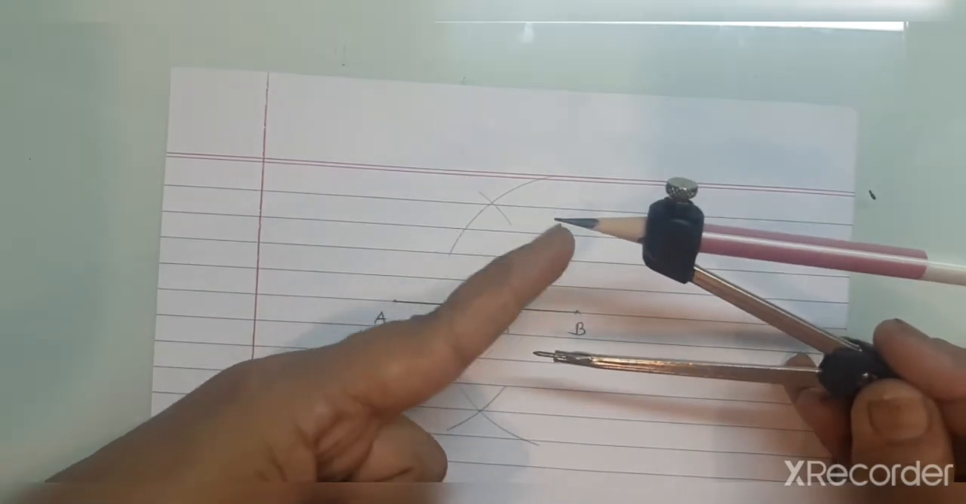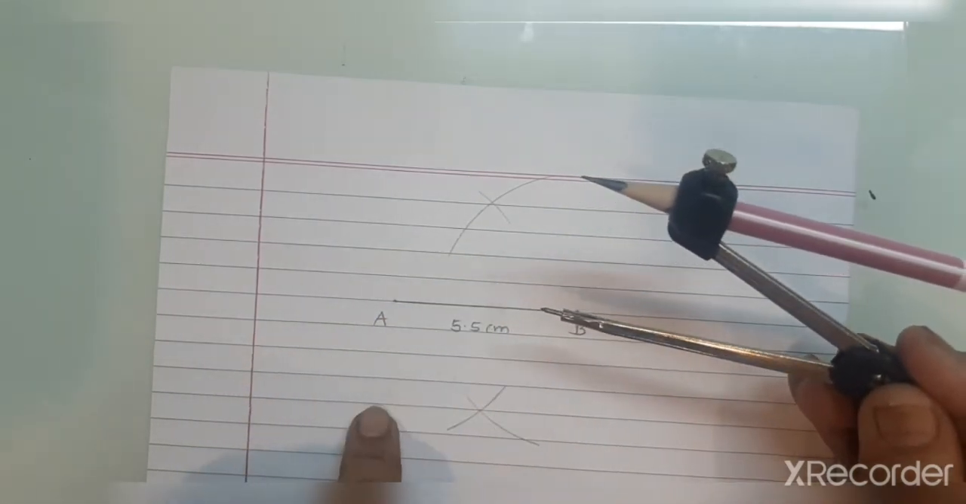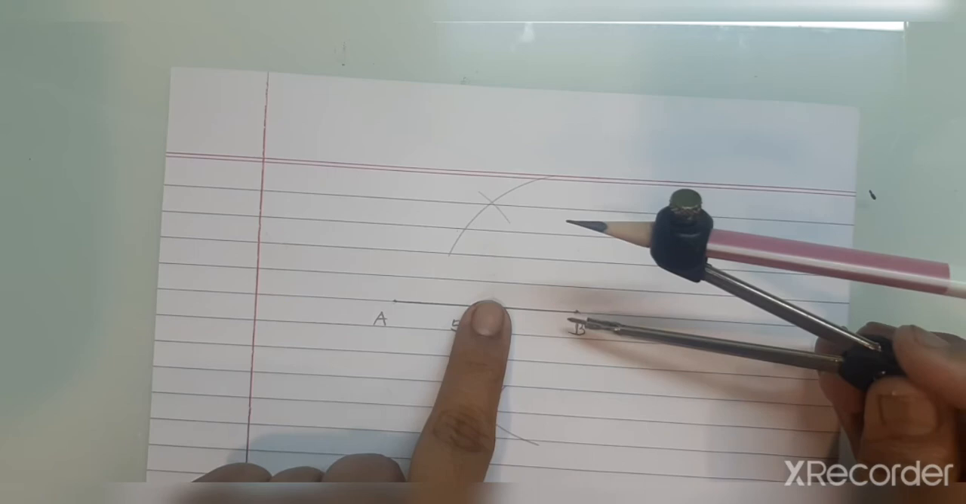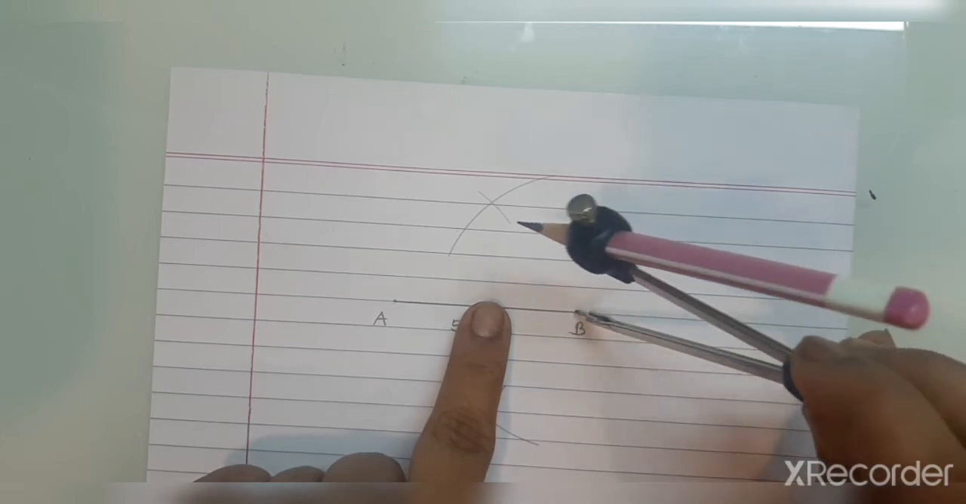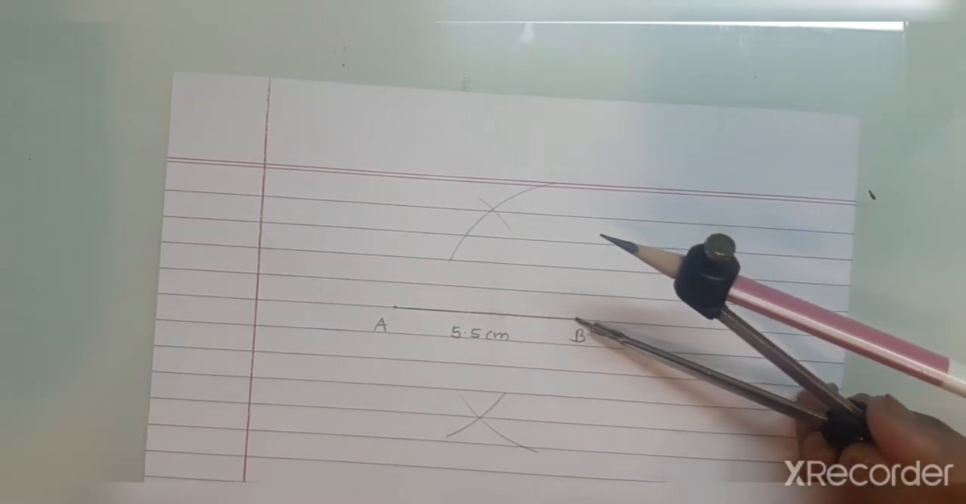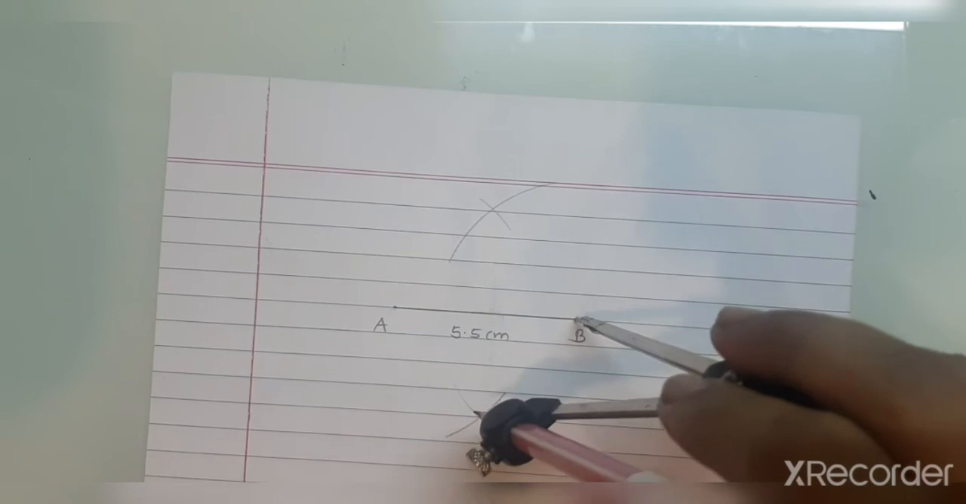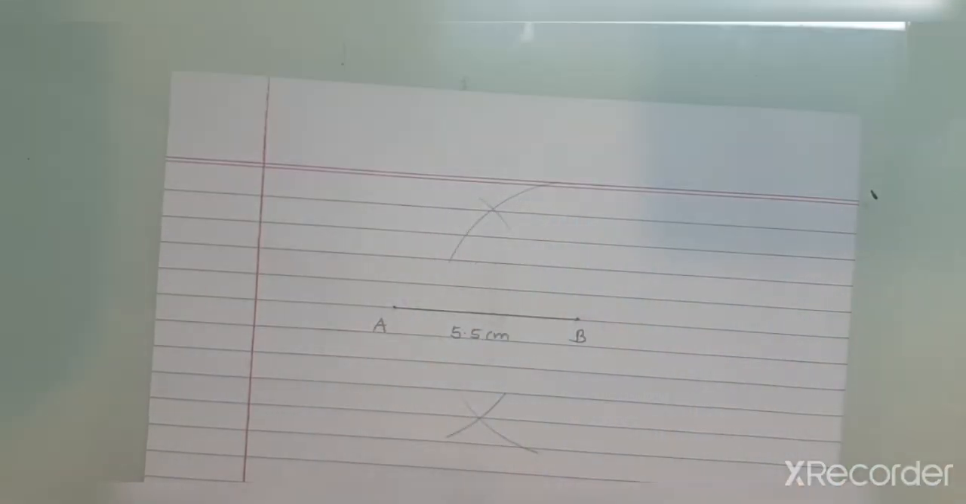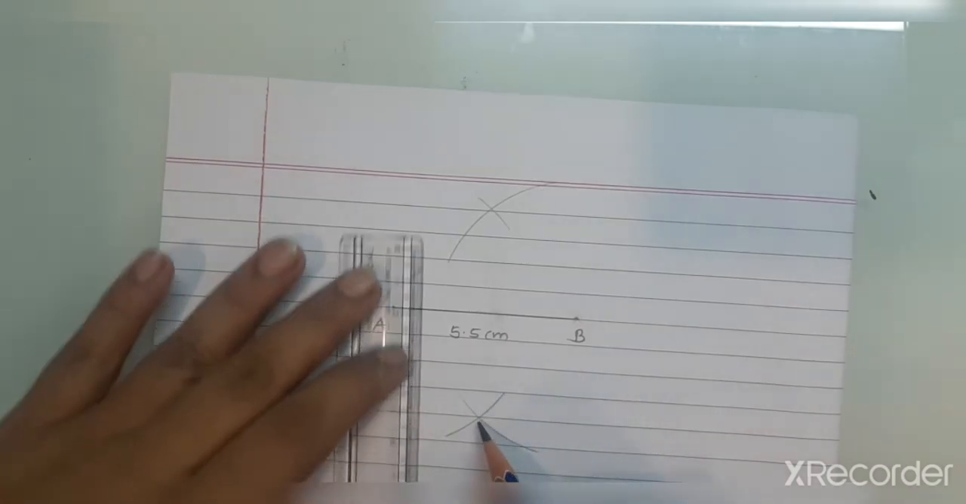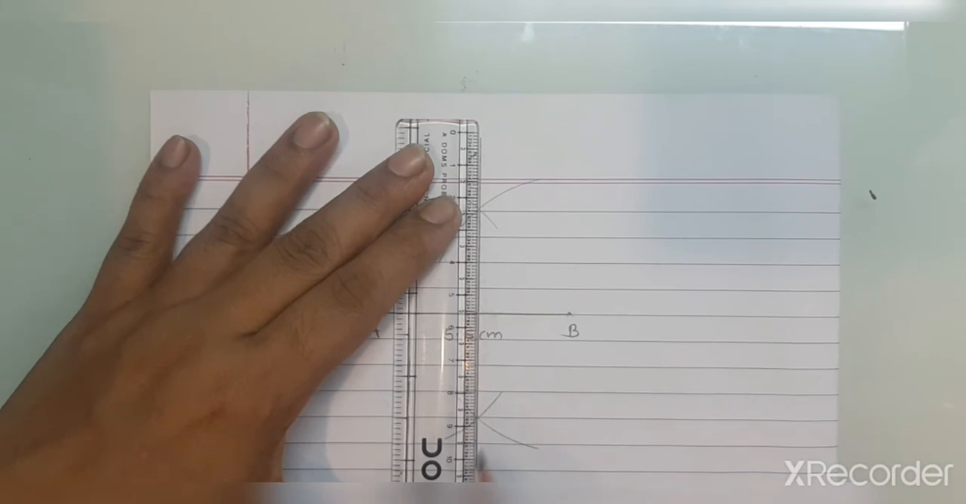The distance should be more than half of AB. So half is somewhere here approximately. So the distance I have taken is more than half. Can you see? I keep the pointer on B. I make an arc above and below of this segment AB. On the other side I keep and I just cut the arc. And now I have to just join this intersection of the arcs.